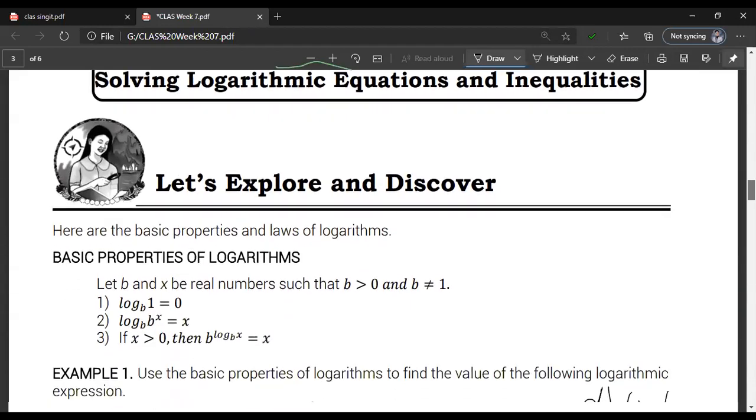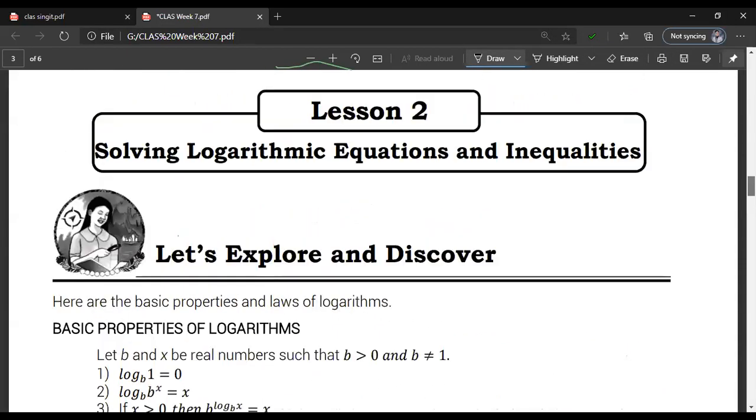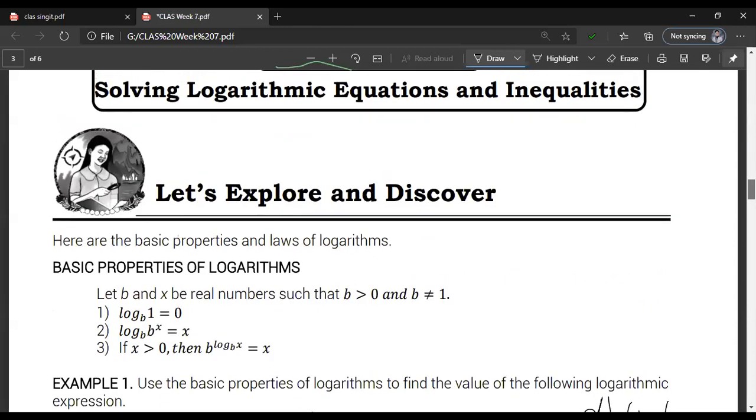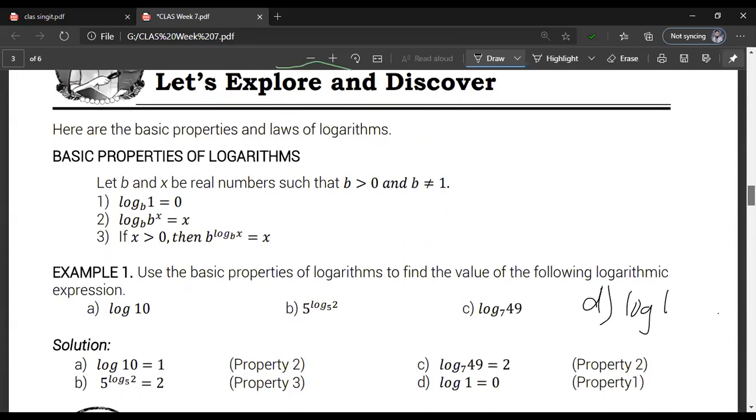Okay. So now class, let's proceed to ito. Siguro muna, not really solving logarithmic equations and inequalities, but discussing the preliminaries of logarithms. So we have basic properties here of logarithms. Let b and x be real numbers such that b is a positive number and b should not equal 1. Okay, so we have three properties.